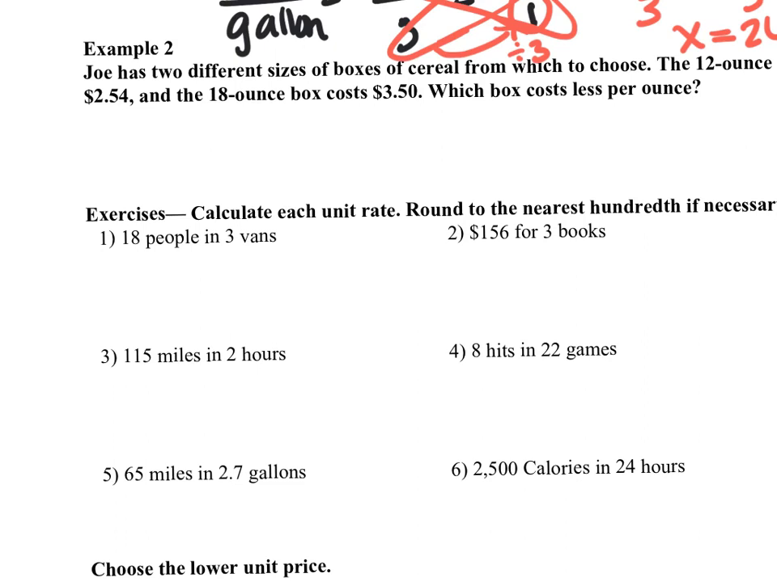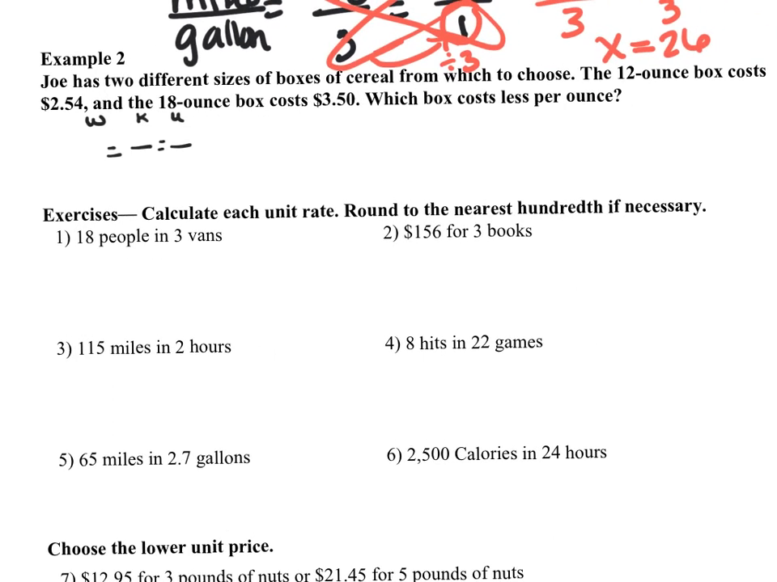Okay, so you would set the first one up in a WKU. So you would say, the first price was cost per ounce. So we would do $2.54 over 12. Okay, and then how much per 1 ounce? Okay, so you're going to set it up per 1 ounce on that. And you're going to get 12x equals $2.54. Or you could scale down.